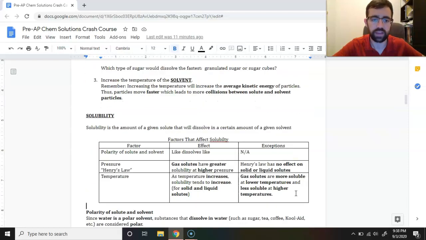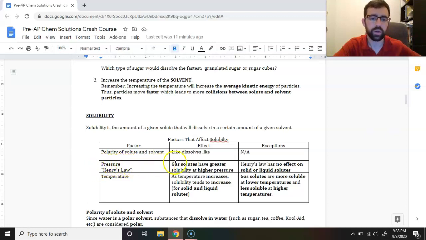All right, the first factor we need to look at that impacts or affects the solubility is polarity. So the rule again is like dissolves like. If you've got a polar solute, it's going to dissolve in a polar solvent. It will not dissolve in a nonpolar solvent. Okay, so we've talked about that a little bit. We'll talk a little more.